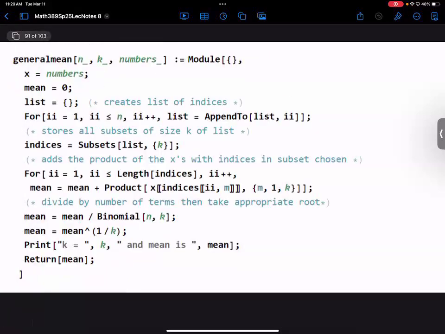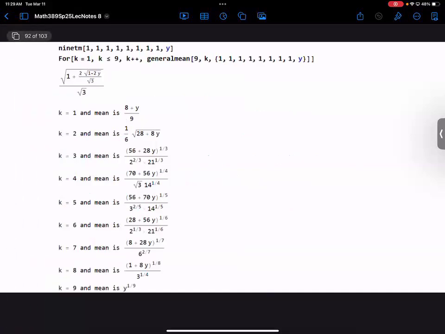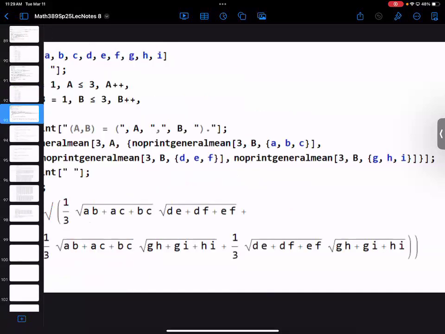Okay. This is a slightly better version of the code. Rather than putting in 9 variables, just put in a list called numbers. And then I'll just let X be numbers so I can just do things to it. And so that's a little bit faster, but it's the same code. And not surprisingly, same results.